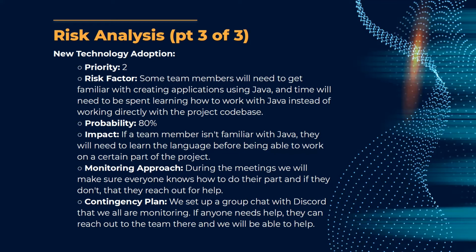Monitoring approach: during the meetings, we'll make sure everyone knows how to do their part in the code. And if they do not know how to do that part, we will make sure to help them. Contingency plan: we'll set up a group chat with Discord as we did for everything else, and we'll make sure someone reaches out so that they do get the help.